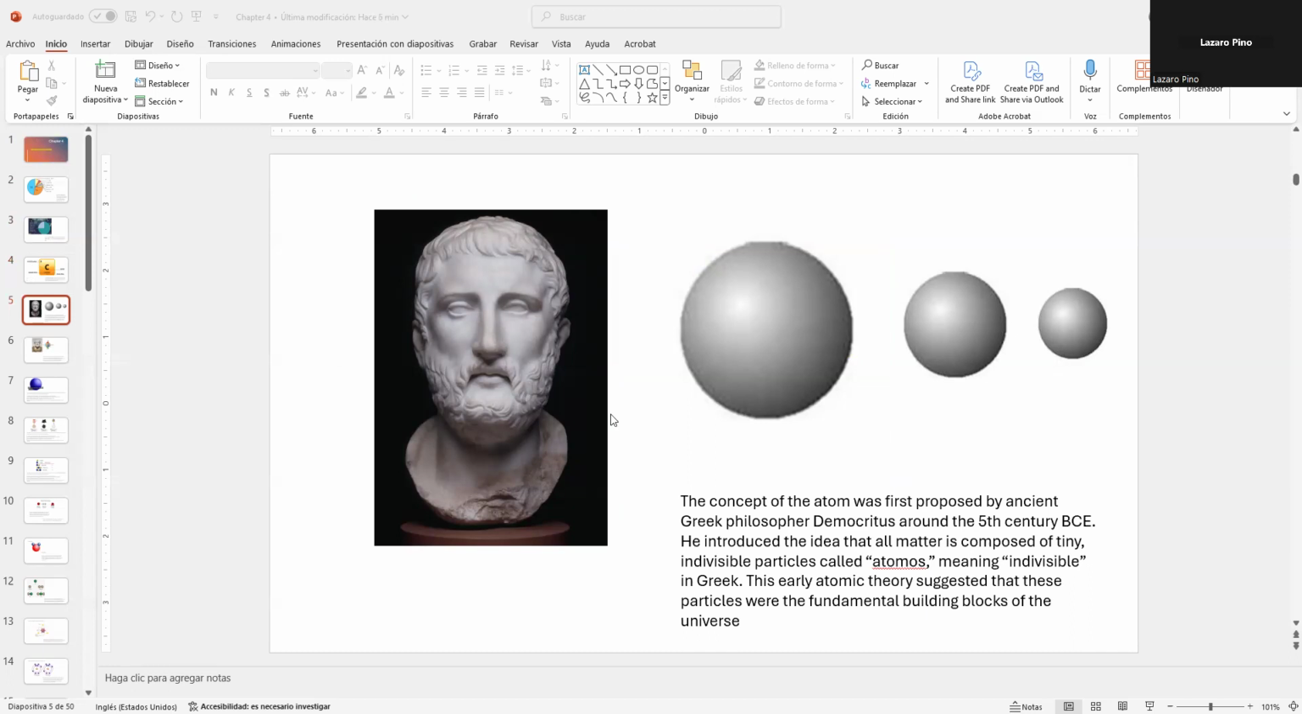The concept of atoms was first proposed by an ancient Greek philosopher, Democritus, around the 5th century BCE. He introduced the idea that all matter is composed of tiny indivisible particles called atomos, meaning that they cannot be divided in Greek.